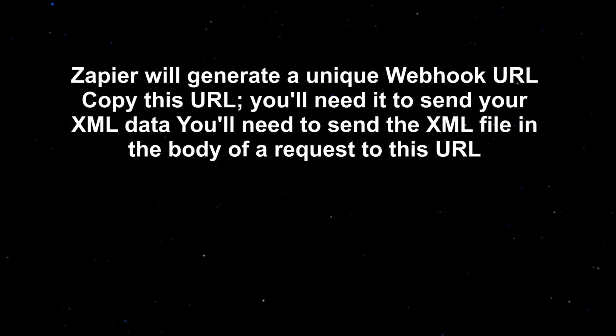Click Continue. Zapier will generate a unique webhook URL. Copy this URL. You'll need it to send your XML data. We'll need to send the XML file in the body of a request to this URL.